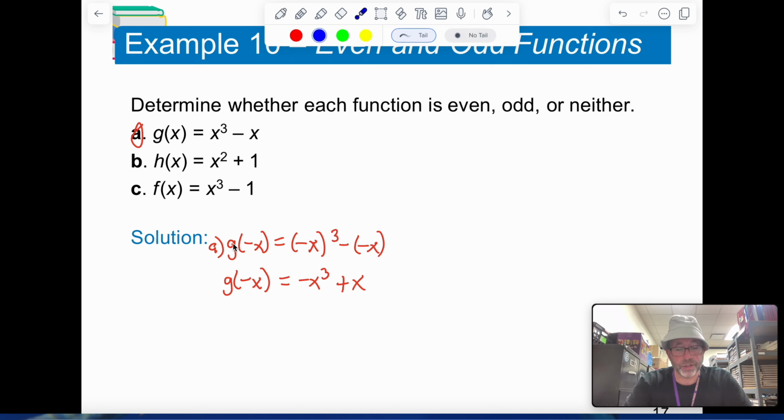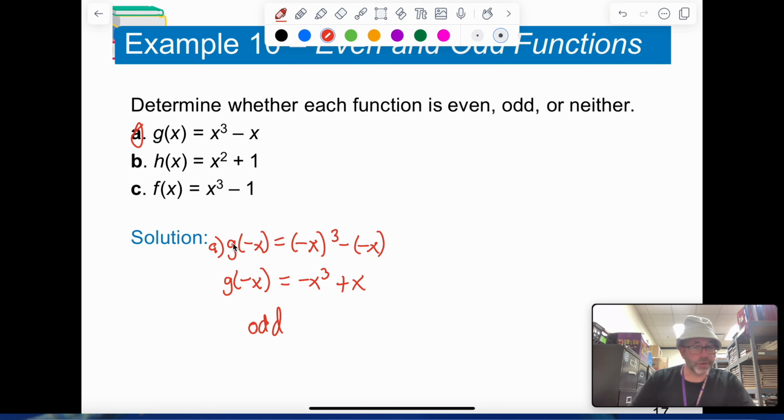Now let's look. Do we have the exact same thing? Clearly, these are not the same. Are they the opposite of each other? This and this are opposite each other, and this and this are opposite each other. So because they are opposite each other, we would say odd.